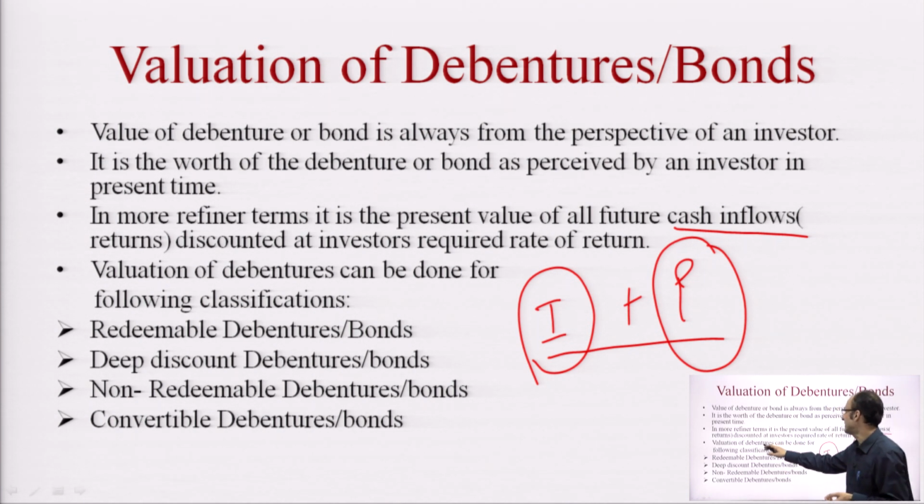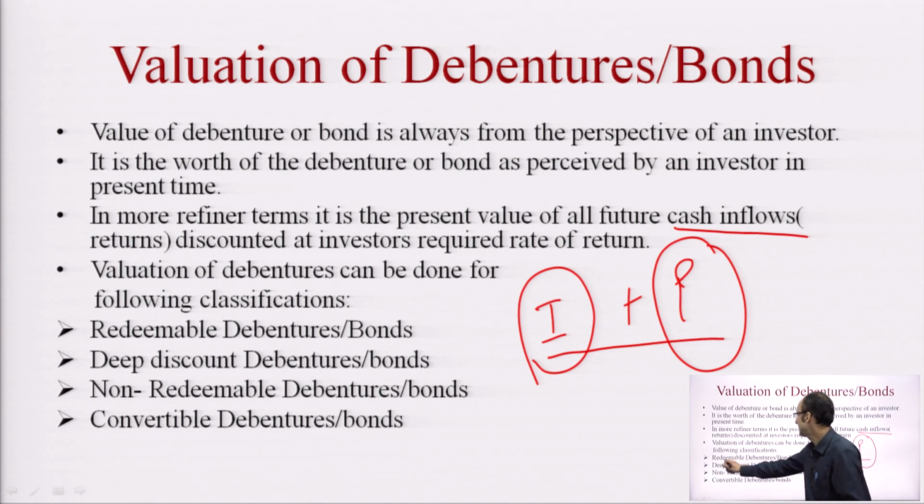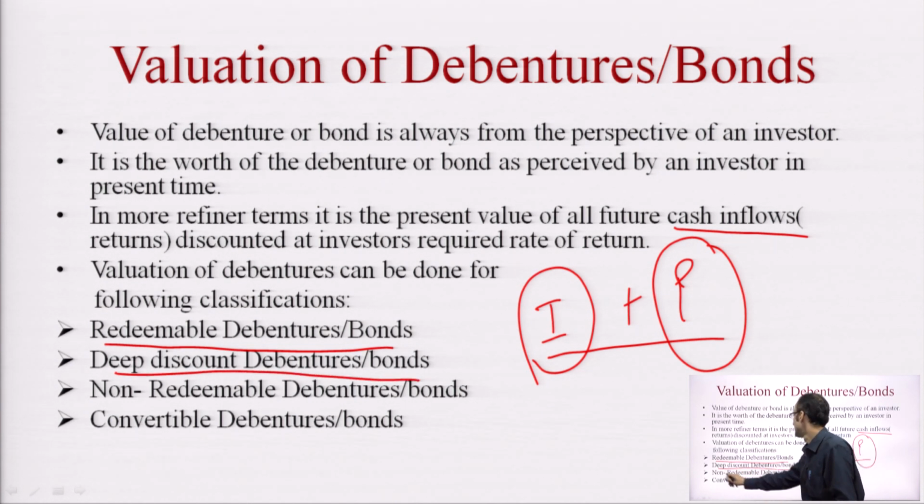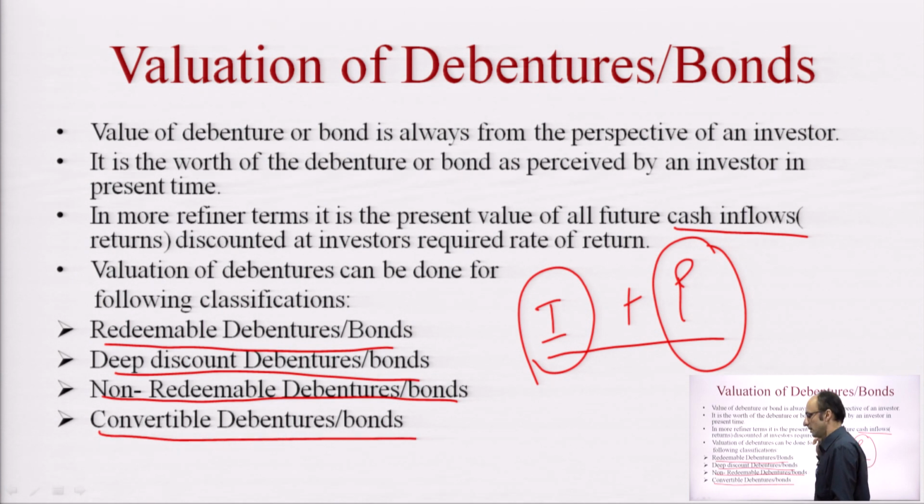Valuation of debenture can be done from the following classification. Now, to value bonds, there are several different classifications available, and these classifications can be redeemable debentures, deep discount debenture bonds, non-redeemable debenture bonds, convertible debenture and bonds. Now, I will be sharing the details of these in the next slides. Let's move on to the next slide.